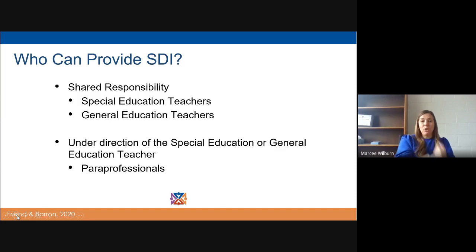So when we're looking at who can provide specially designed instruction, oftentimes special ed teachers are the ones who are designing this instruction and determining what's best. Special ed teachers aren't necessarily supposed to be the content experts, but their job is to really be the individual who has the knowledge base of these are the instructional strategies that are going to work best for the student. Here's some scaffolds and supports that need to be put in place for the student to be successful.